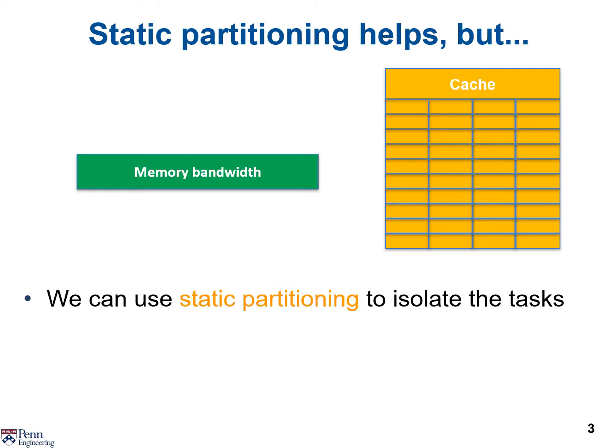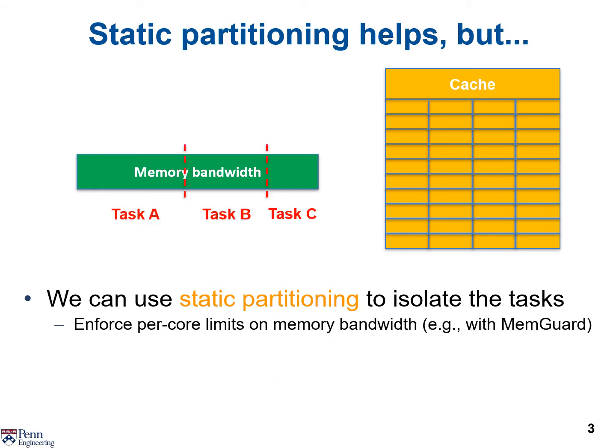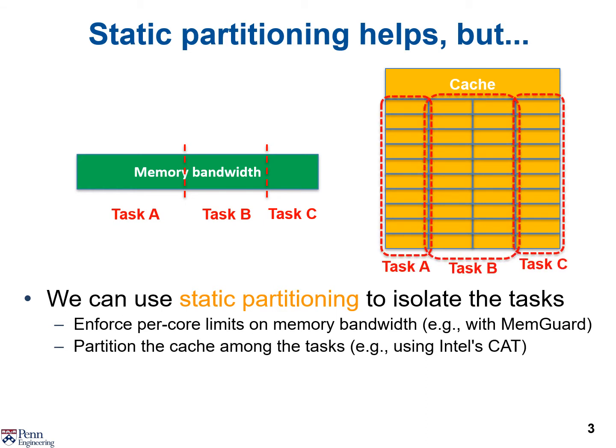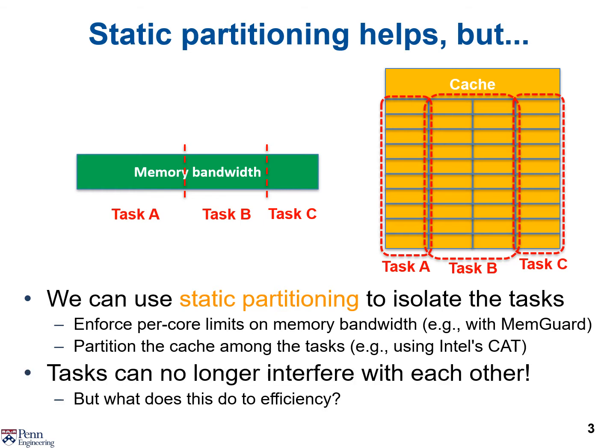One approach to mitigate such interference is through static resource partitioning. We can use techniques like MemGuard to partition memory bandwidth and Intel's CAT, or Cache Allocation Technology, to control the last level cache so that each core is better isolated from one another. Using MemGuard and CAT, we can ensure that execution times are consistent by statically allocating each core their own independent resources, thereby preventing interference. However, the efficiency of this approach is less than ideal.